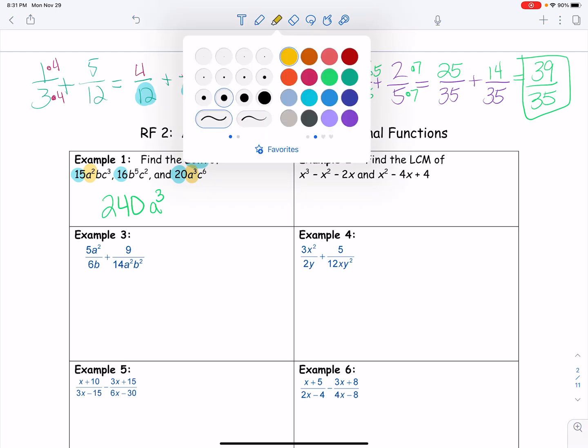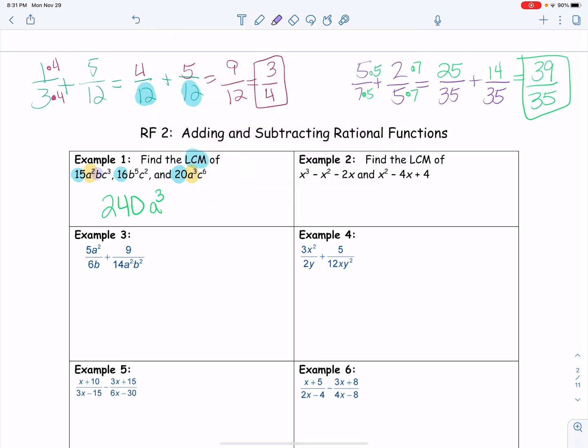Okay, then you're going to look at the B's. So you have a B to the fifth, and you don't have a B there, so your multiple is B to the fifth. Because you can turn a B into B to the fifth by multiplying by B to the fourth. And then finally, you're going to look at the C's, and so it's C to the sixth. So this is my least common multiple.